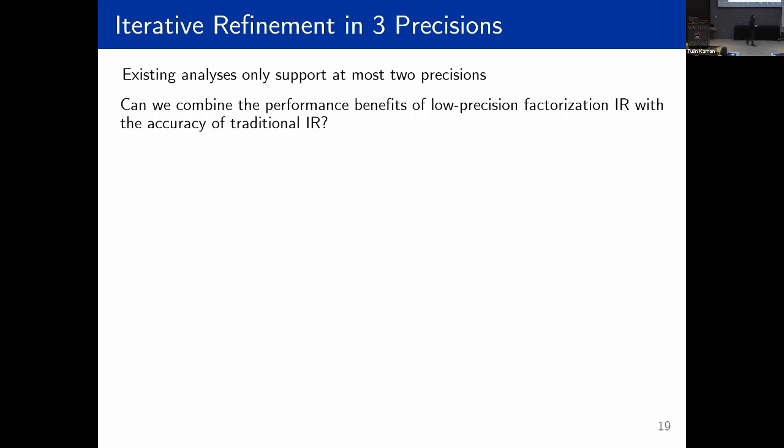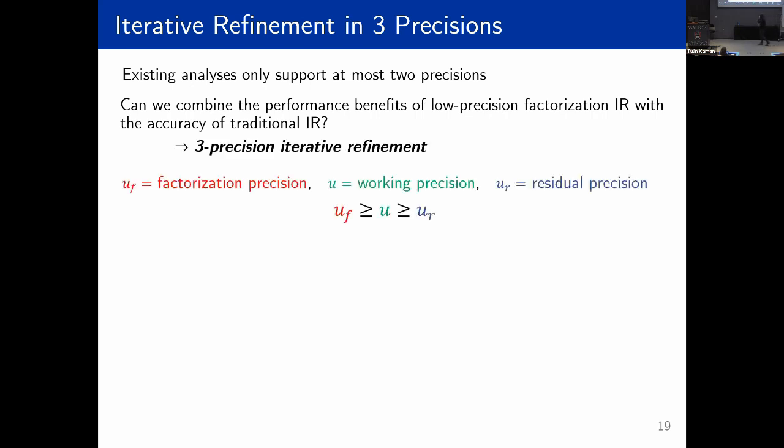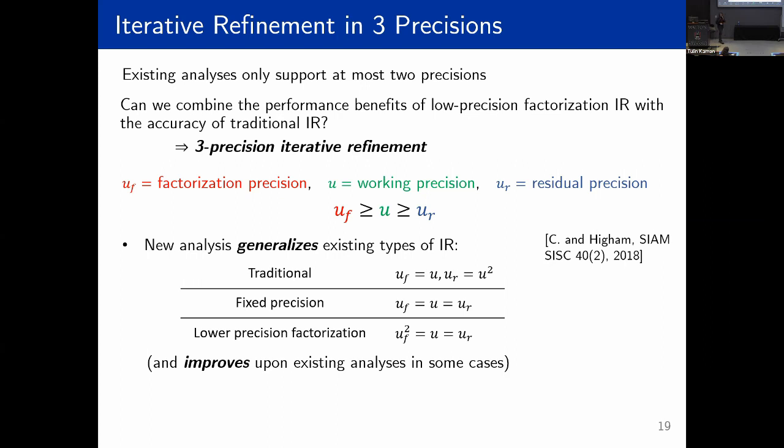But today we have a whole list of different precisions, and so maybe it makes sense to combine these ideas of Wilkinson and this low precision factorization and use three precisions. So this is the idea: I'm going to have three different precisions. I'll have the precision with which I'm doing the factorization, u_f, my working precision, the default u, and then u_r, which is the residual precision. We can fit these historical types of iterative refinement into this framework.